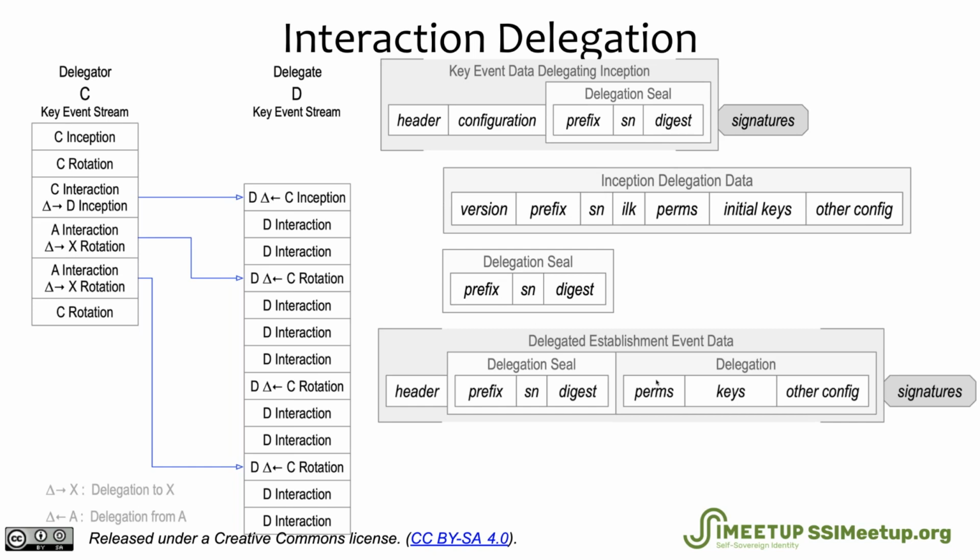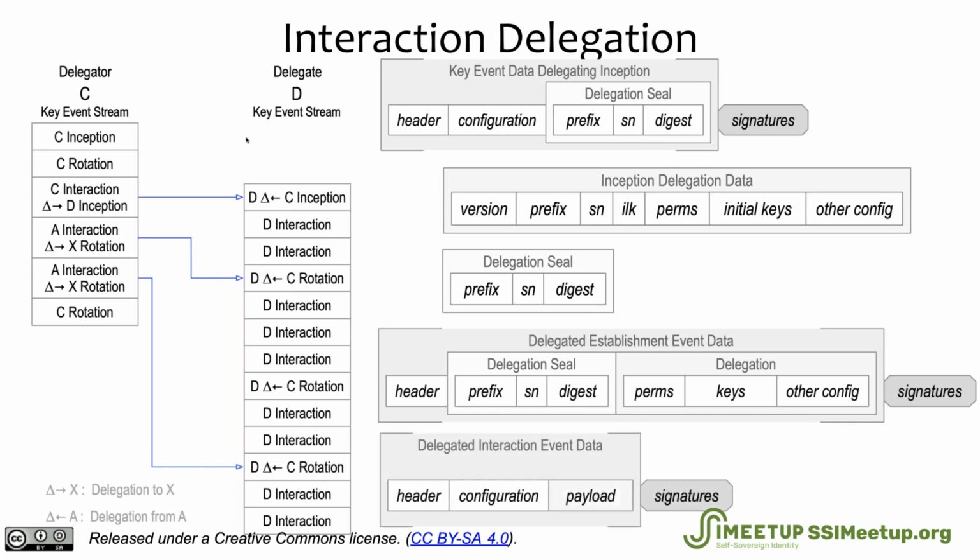There's a delegation seal in the delegated event right here that points back to the delegating event. So this digest is of this event. And then here's the delegated data that came from this data right here. It's essentially the same data. And so they're cross-linked delegated events that are verifiable to anybody that gets a copy of the delegate event stream and can look it up and verify it.